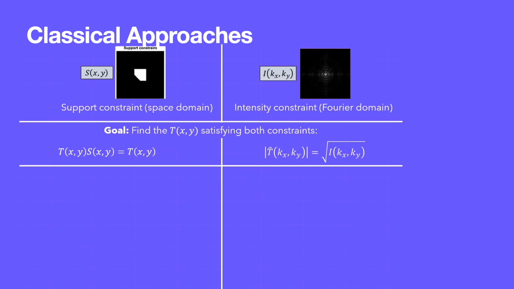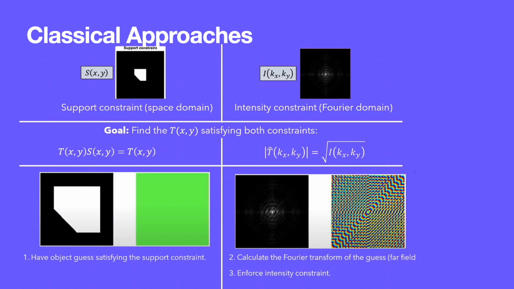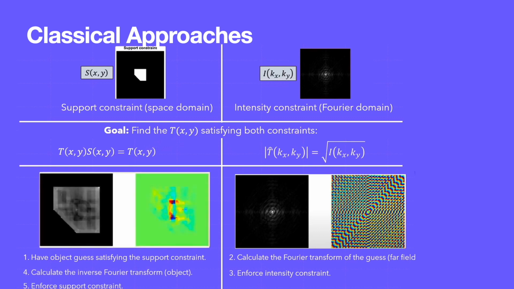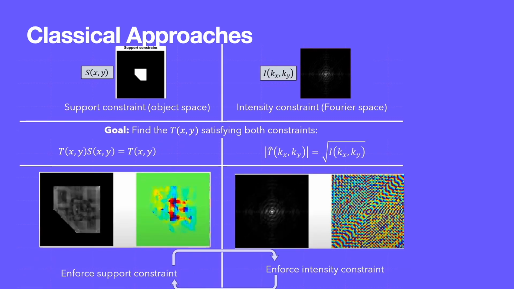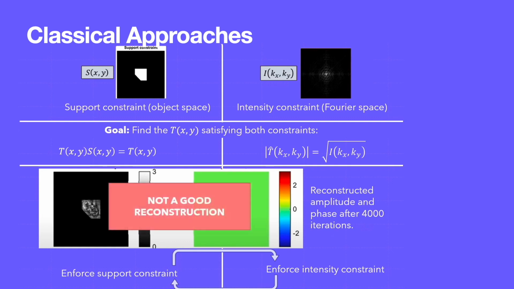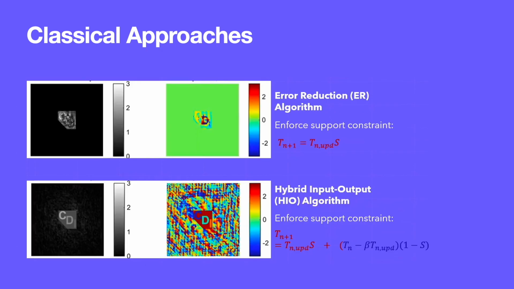The classical methods solving this problem first guess an object satisfying the support constraint, then they calculate the Fourier transform of it, and then they enforce the intensity constraint. Then they backpropagate it by taking its inverse Fourier transform, and finally they enforce the support constraint. After repeating these steps over and over, after many iterations, they get a reconstruction. But as you can see, it's not a good reconstruction. So instead of directly enforcing the support constraint, they also added a feedback function outside the support in the Hybrid Input-Output algorithm. And the HIO algorithm's reconstruction, as you can see, is better.